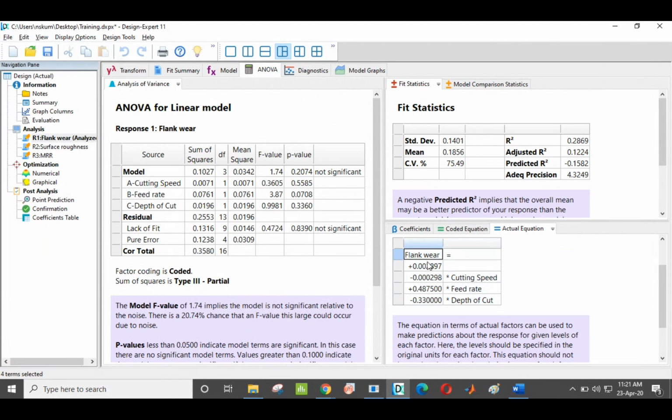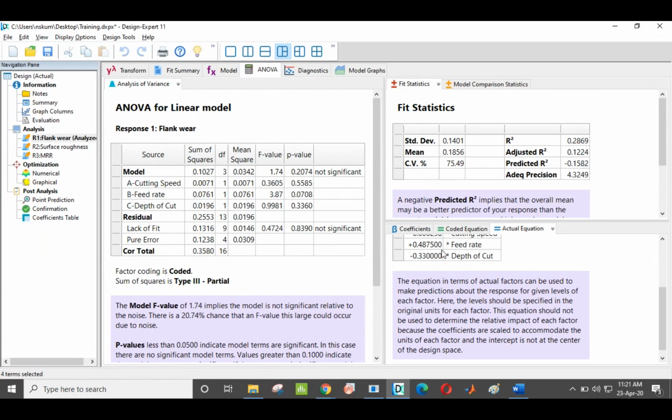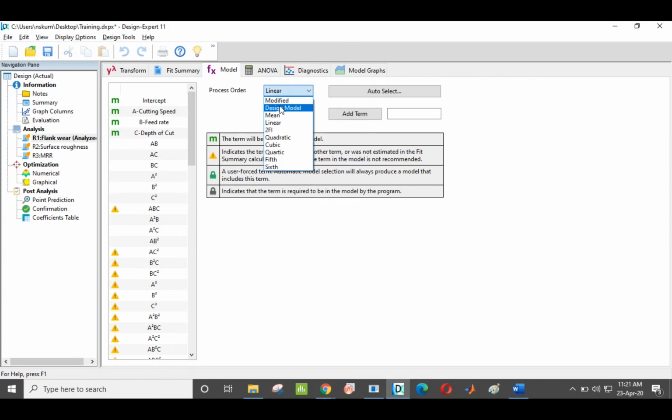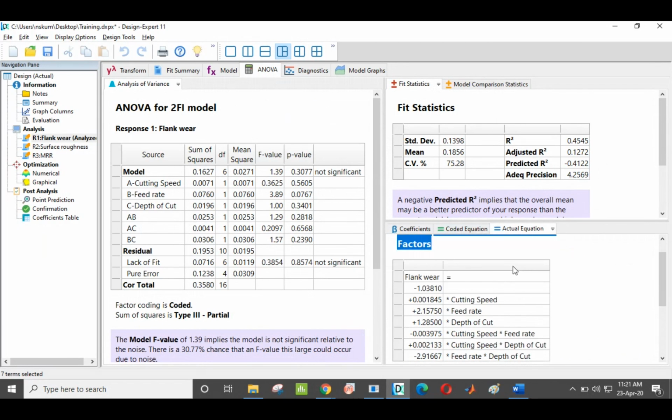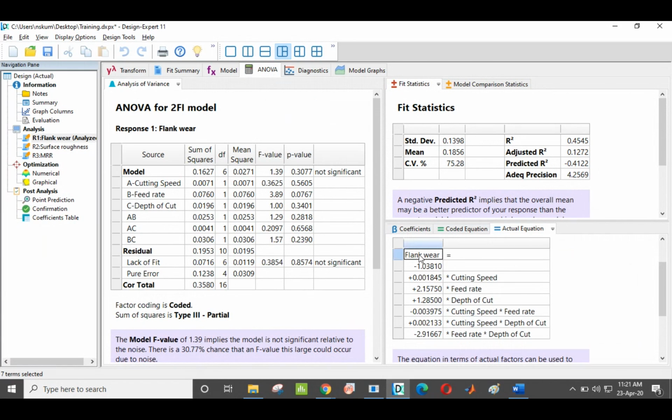So flank wear y is equal to beta naught plus beta 1 x1 plus beta 2 x2 plus beta 3 x3. So this is a linear model developed for the lower polynomial equation. If I am going with 2f1, then these terms will also be included in this. In the actual factors, here you can see the flank wear equation now consists of the interaction terms also.